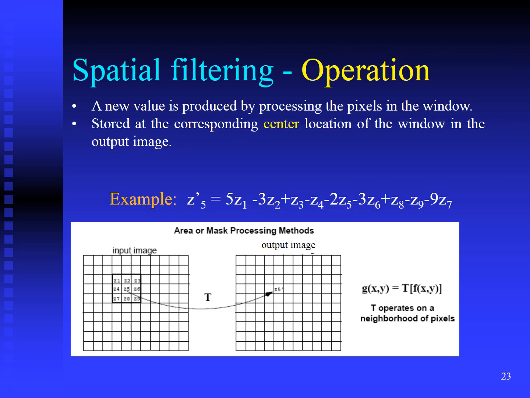And the mathematical operation, you can see this 3 cross 3 filter has this operation: 5z1 minus 3z2 plus z3 minus z4 minus 2z5 minus 3z6 plus z8 minus z9 minus 9 times z7. So it locates the value in the center. Usually a filter places the value at the center of the neighborhood where it is applied.